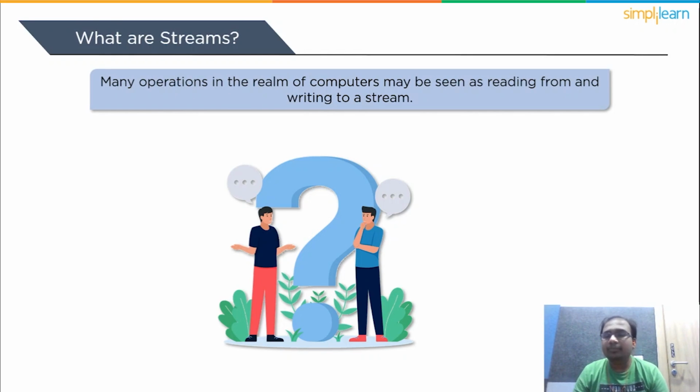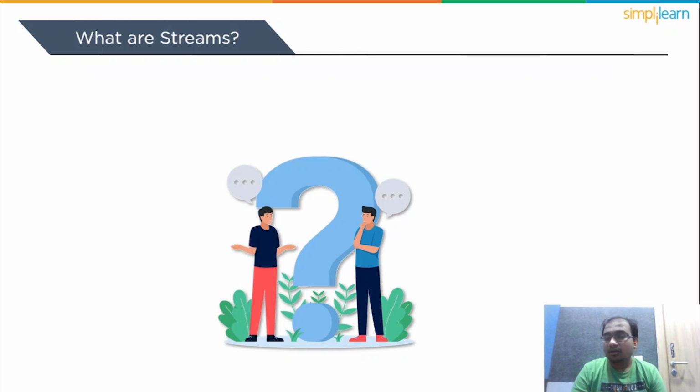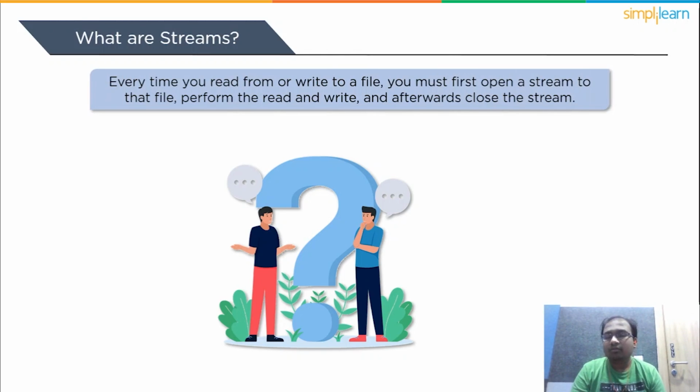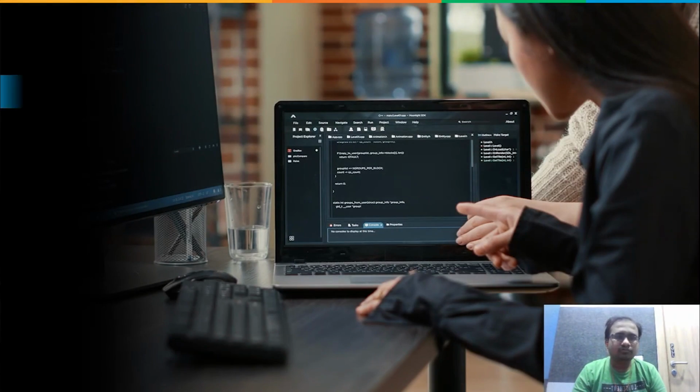Then, in the world of computers, many operations can be interpreted as either reading or writing to a stream. For example, printing sends a sequence of bytes to a stream associated with the corresponding port to which the printer is connected. At last, when you read or write from or to a file, you must first open the stream to the matching file. Then we will execute the reading and the writing, and then we have to close the stream.